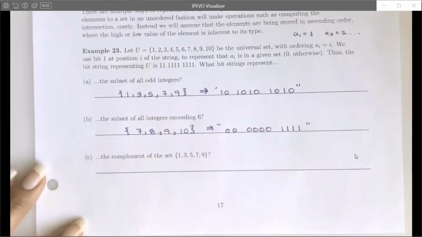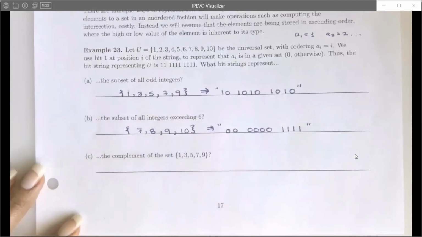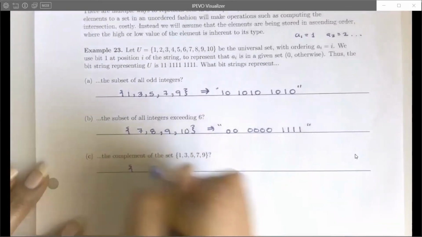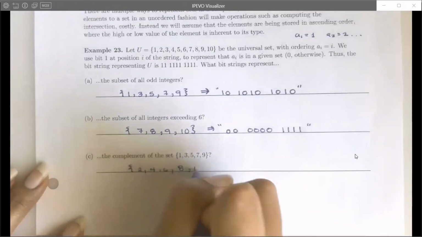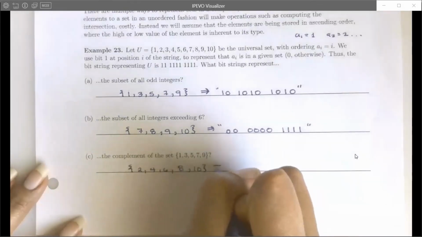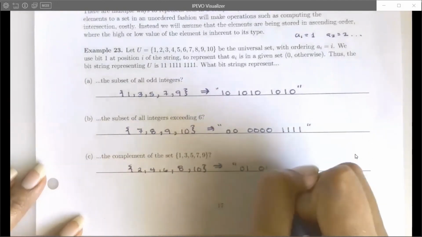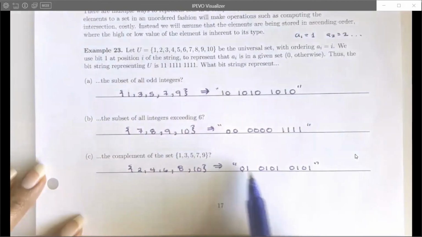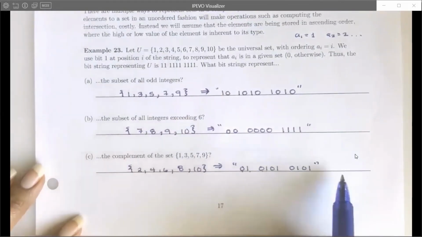And finally, what is the complement of the set 1, 3, 5, 7, 9? This is essentially asking for all of the even integers in the range of 1 to 10, right? So the complement, just with the actual elements, would be 2, 4, 6, 8, 10. And using a bit string representation, that would be 0, 1, 0, 1, 0, 1, 0, 1, 0, 1. So 1 is not part of the set, but 2 is, 3 is not part of the set, but 4 is, so on and so forth.